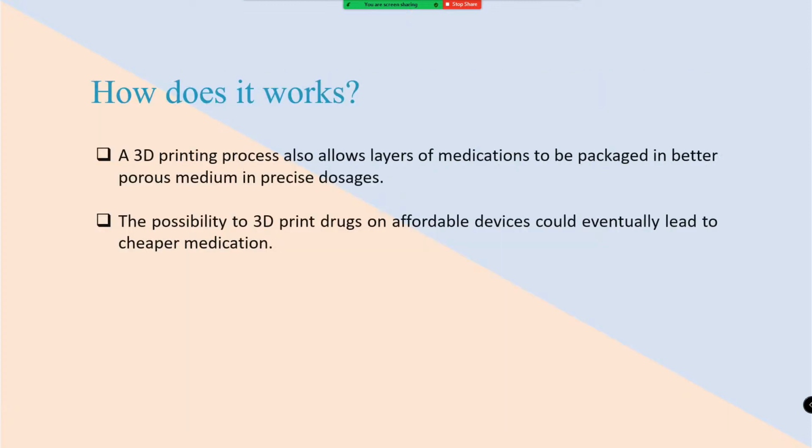So how does it work? How can we make this type of product? This is very much the same as how we print other things. It makes one layer and then another layer and then another layer. But for the previous pill, it printed two layers so that it melted very fast. The process to 3D print a drug on affordable devices could eventually lead to cheaper medication.